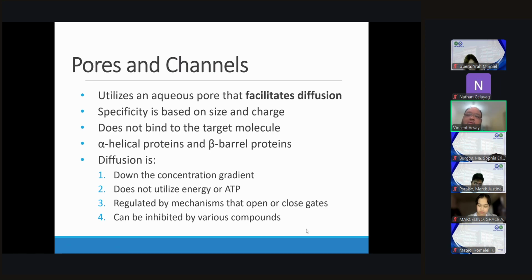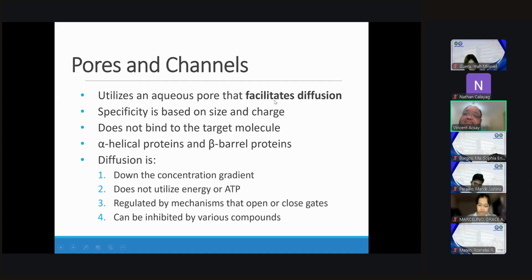So if you remember your lecture on proteins, on secondary structures, there is the alpha helix. And for beta barrels, these are sheets that form in round circular formations that, in a sense, form a large barrel.